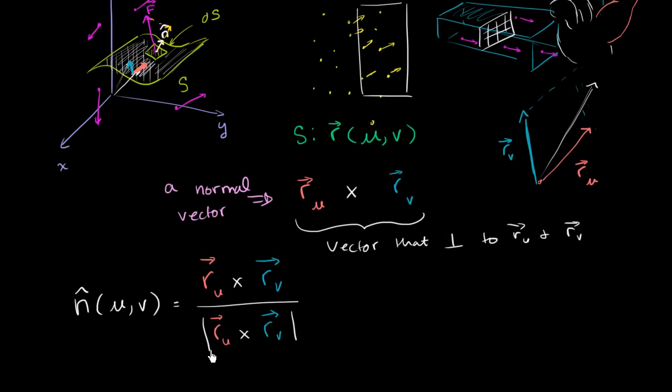And we're done. We have constructed a unit normal vector. And in future videos, we'll actually do this with concrete examples.